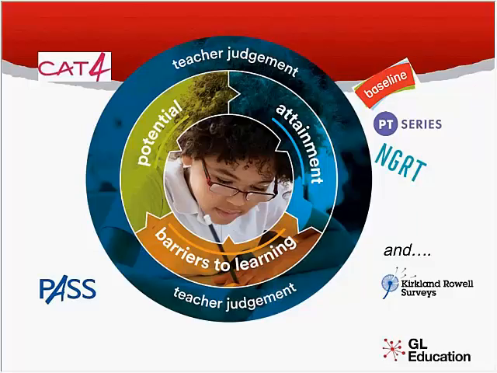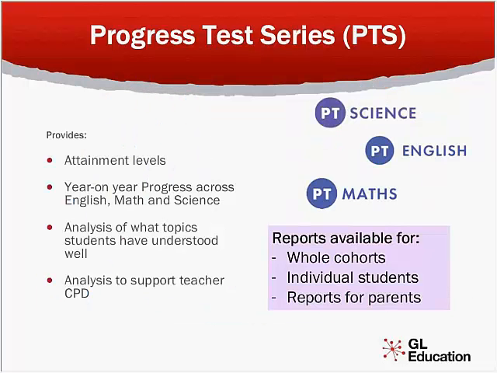As I said, this is really just a very quick taster of what each assessment is about, just so that I'm setting the context for talking about the data triangulation towards the end of the webinar. So CAP4 is the measure of potential. The measure of attainment is done by our progress test series and also our new group reading test as well. So focusing on the progress test series, they provide attainment levels, year-on-year progress across English, maths and science.